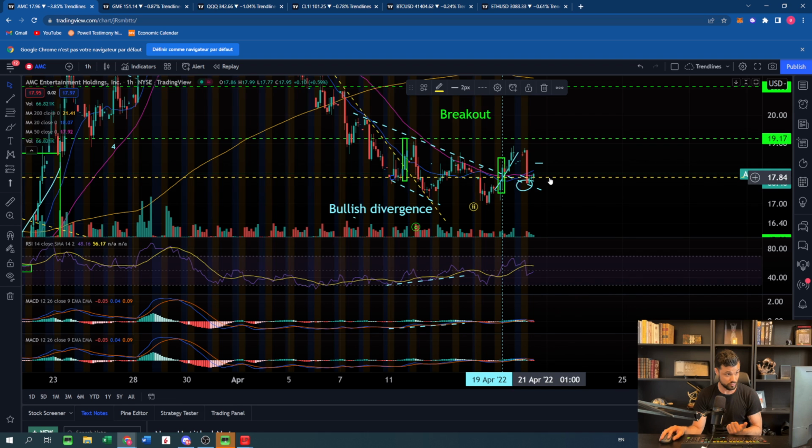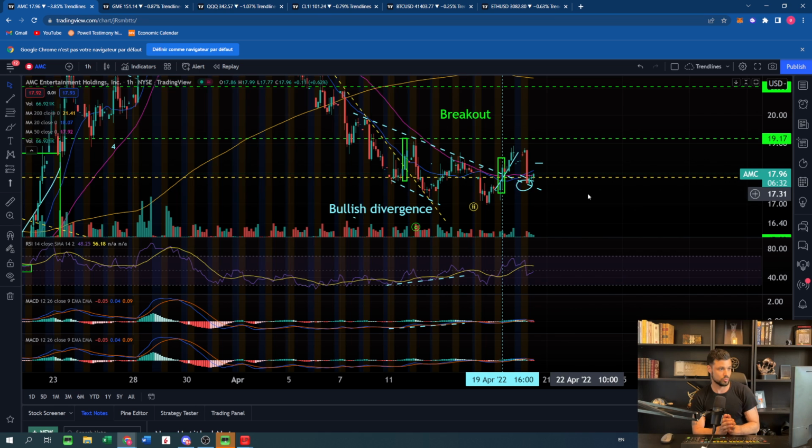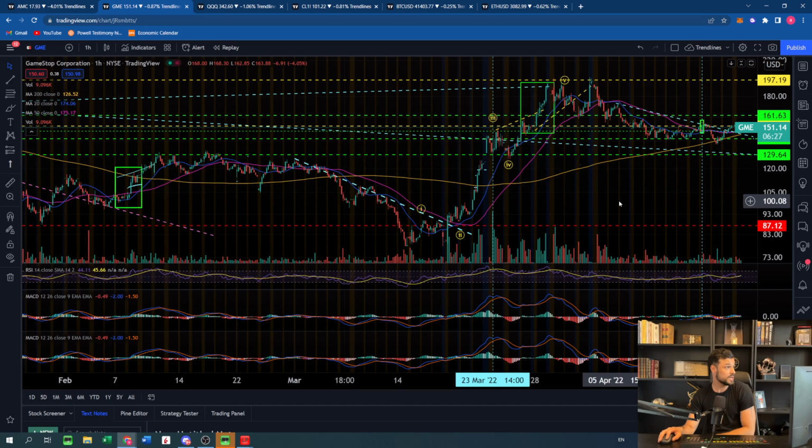So resistance support, I'm not sure, 17.8. So we would like to close above those 2 hourly moving averages, so roughly above 18.07. If we close above that today, bulls are still in control to me on the short term, but not by far. So let's find out, guys. GME. GME, guys, almost flat.